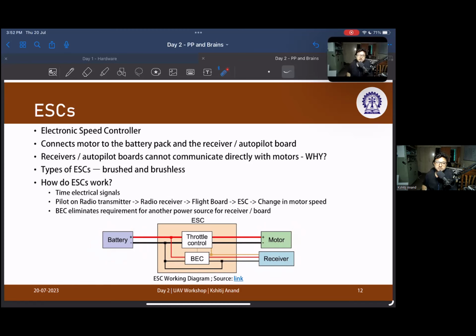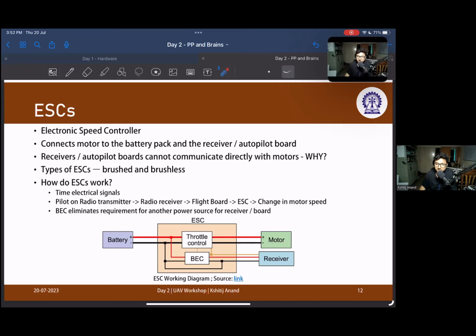Okay. The receiver or autopilot cannot communicate directly with the motors. Why do you think so? Can anyone give me a reason? The receiver is the place where your transmitter will be sending the signal, or the autopilot board. They generally can't communicate directly with the motor. Do you know the reason?